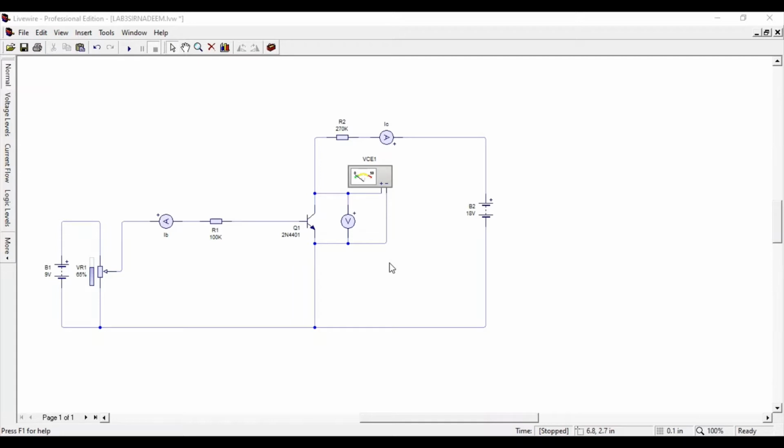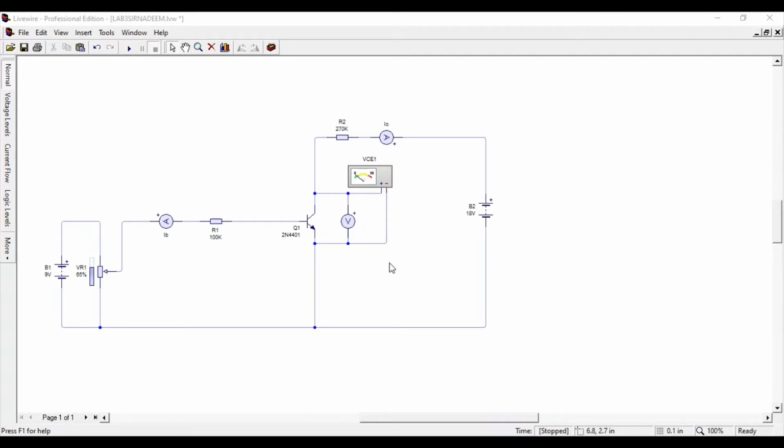Assalamualaikum warahmatullahi wabarakatuh. For lab 3 transistor, I will conduct the part 1 experiment. The purpose of this lab experiment is to verify some important electrical characteristics of the bipolar transistor.